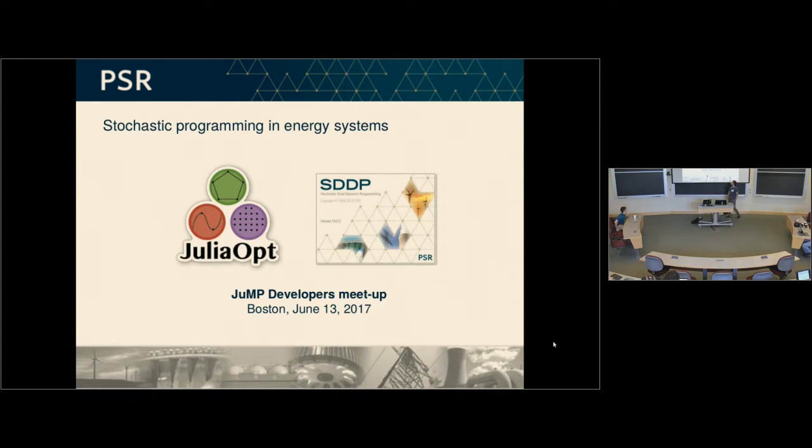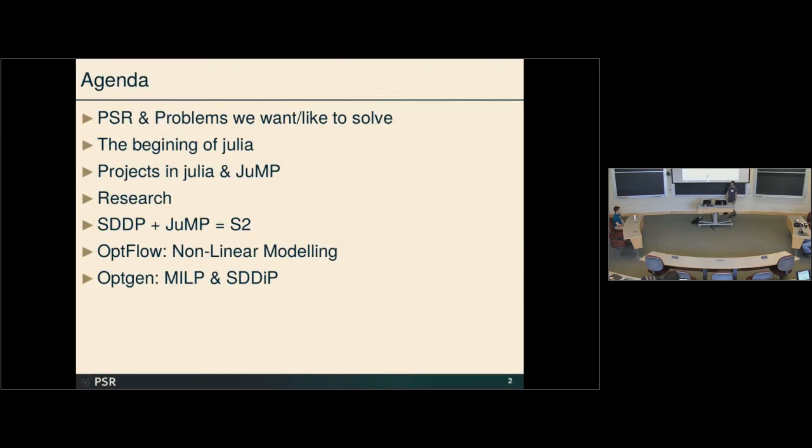Okay, so I will talk a little bit about stochastic programming in energy systems. That is what we do mostly in PSR, this company that I work for. Okay. So our agenda for today, I will talk a little bit about PSR, then how we started with Julia, how I met it, then some projects that we did in Julia, a lot of JuMP, most of it with JuMP. Then a little bit of research that has a lot to do with mathematical programming, so JuMP is always at the core of it.